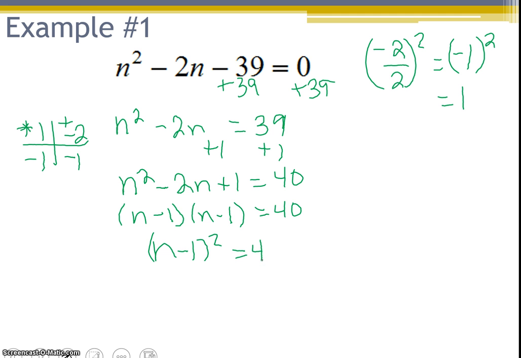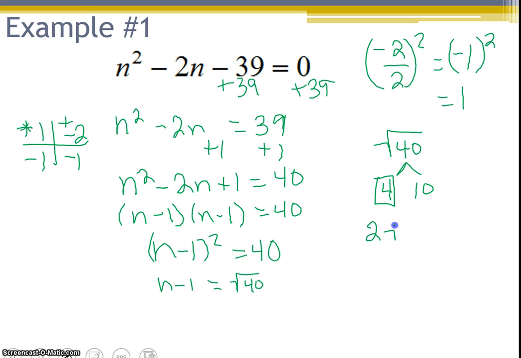So I take the square root of both sides, and I get n minus 1 is equal to the square root of 40. Then I need to simplify the square root of 40. Well, this breaks into my perfect square of 4 and 10. This is my perfect square, so I take the square root of that and put it on the outside and keep the other piece on the inside. So now I have 2 square root of 10.